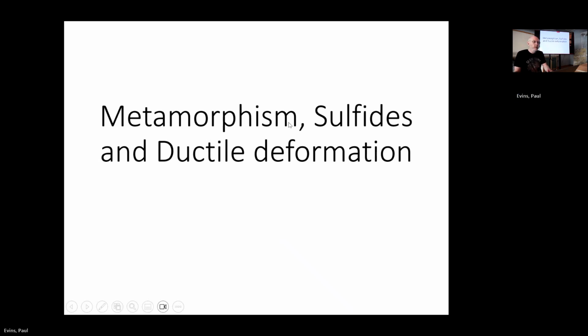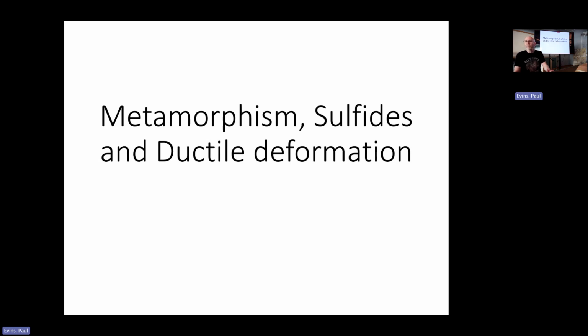So, welcome to part 2, where I will focus on metamorphism, sulfides, and ductile deformation. The first part, we, of course, just went over all the different lithologies in Stockholm and the general geological history of the Baltic Shield, Sweden, and Stockholm. Now we're going to go more into the structural and metamorphic history.